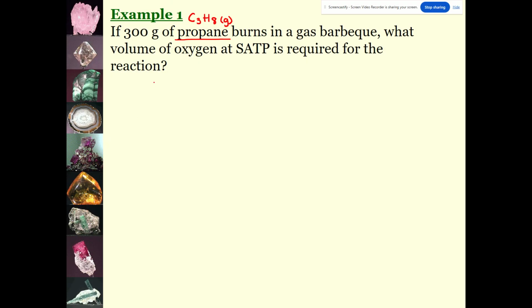So burning, that is our reaction type. This is a hydrocarbon. So when hydrocarbons burn, remember they're reacting with oxygen gas. And the products are always CO2 gas and H2O gas. Okay, so we have a reaction in gases. It is asking us what volume of oxygen, oh, balance, don't forget to balance the reaction.